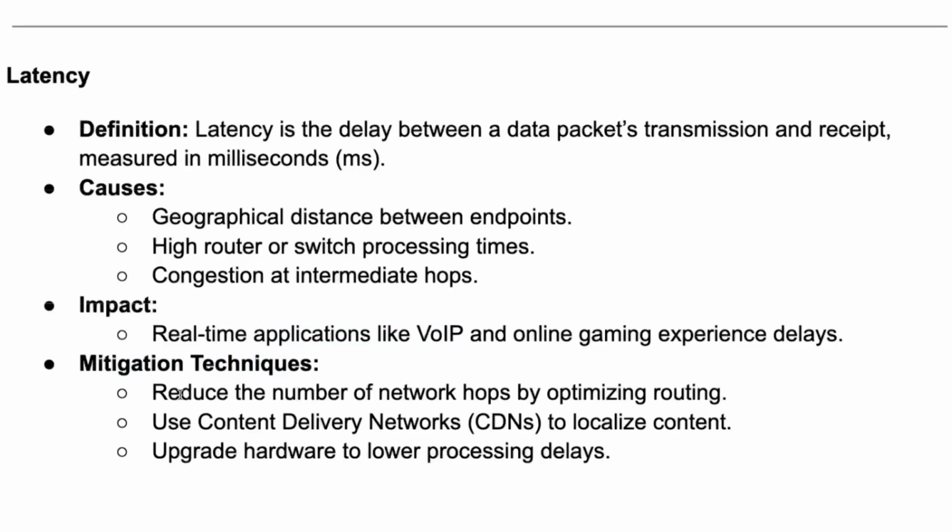The mitigation technique could be to reduce the number of network hops by optimizing routing, if you can, to use content delivery networks like CDNs to localize your content, or to upgrade your hardware to lower processing delays, right? If you can update your hardware, that's probably a really good idea. If you can use really strong routers or good cables, all of these things are really good. To go from a copper wire, which is kind of the oldest type of wire in internet communications, to fiber, that's an upgrade in your cabling, and it's going to significantly improve your internet speed.